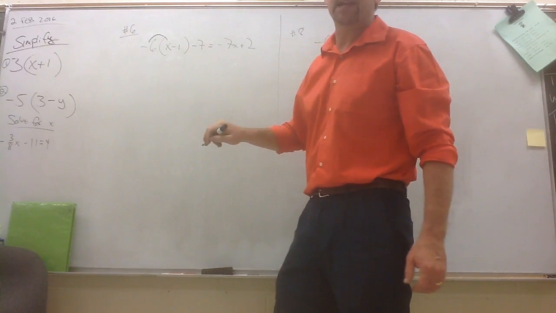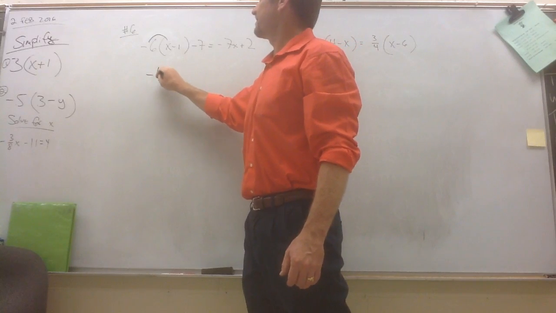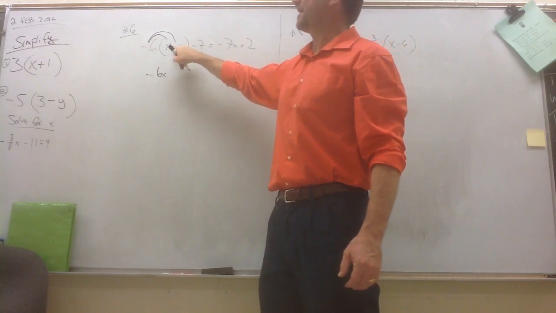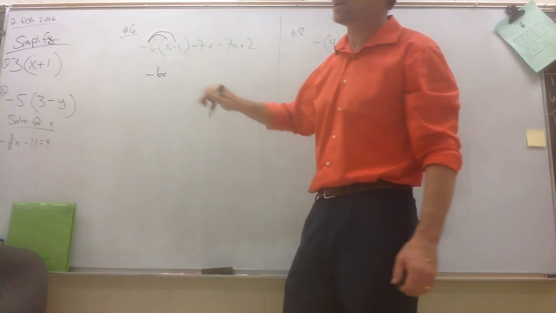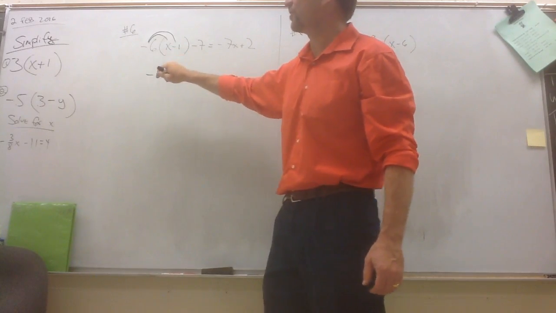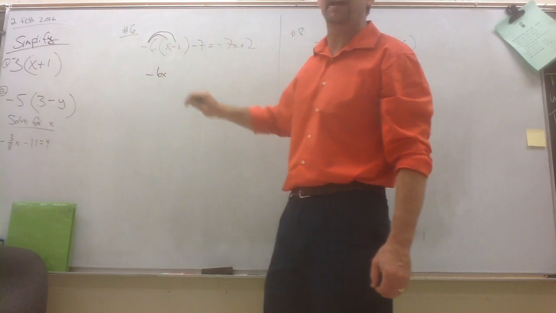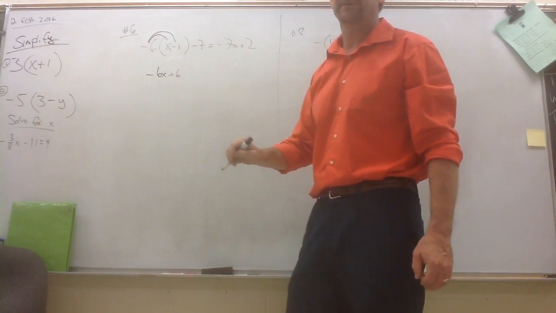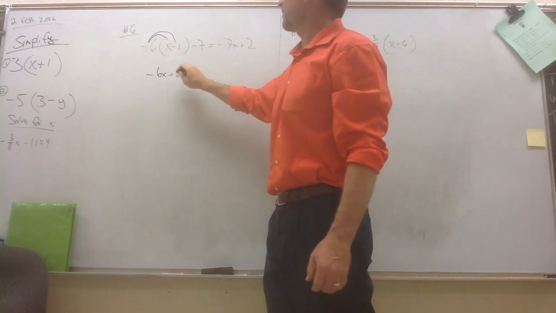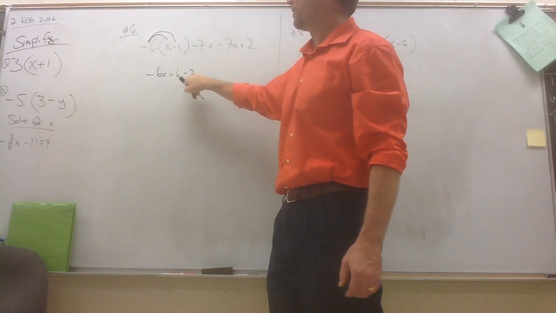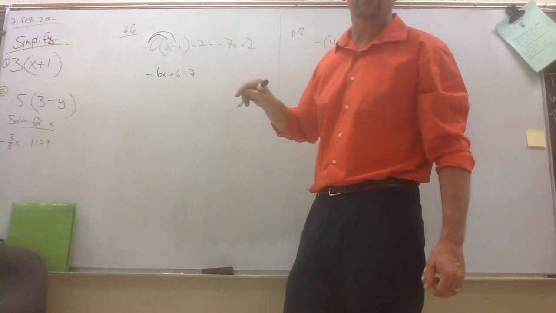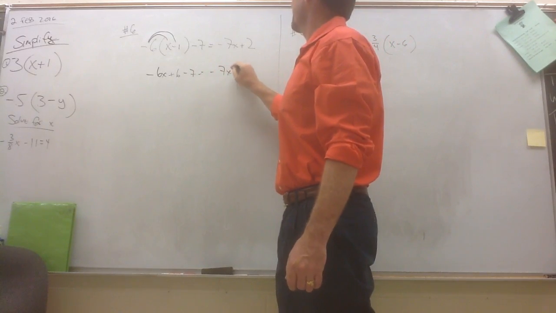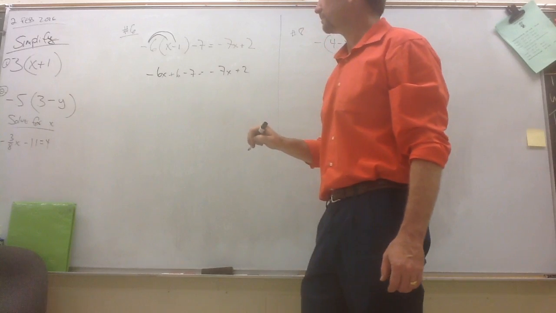Negative 6 times x, negative 6x. Negative 6 times negative 1. You want to watch your signs here. Remember, you always take the sign with the term. This is a negative 6 times a negative 1 gets you a positive 6. Then on the left side, we also have to subtract 7. Those are like terms. We're going to combine those in just a minute. Equals negative 7x plus 2.